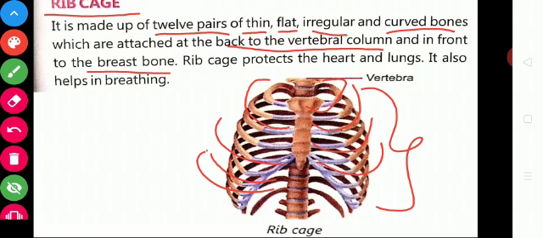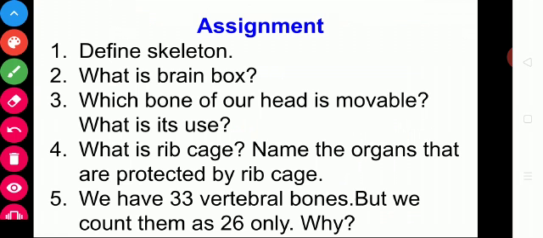This rib cage protects the heart and lungs. Yes, the heart and lungs are present inside this rib cage. So, this rib cage protects the heart and lungs. This rib cage also helps in breathing.